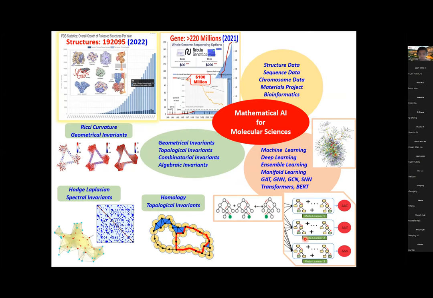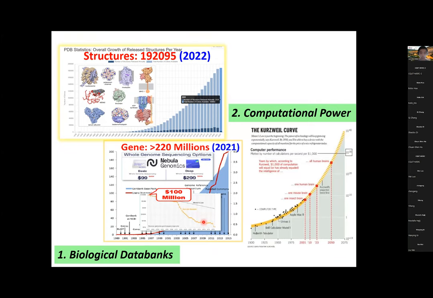So with this huge amount of data, we also have, for example, here just to emphasize some of these biological data banks. The first one that we have is the Protein Data Bank. It's steadily collecting a lot of proteins annually, and as of now, there are at least 192,000 protein structures in there. So there are a lot of structures that people can use for all kinds of study and mathematical computations and things like that.